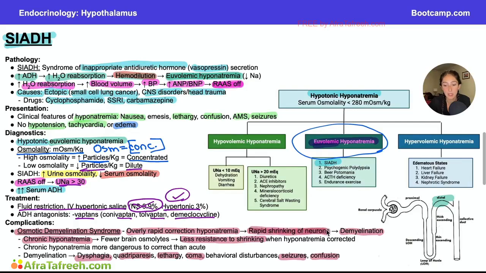The rapid shrinking of neurons that we see when we rapidly correct hyponatremia is what's going to lead to the demyelination and all of those motor problems. So this pathophysiology is also why it is more dangerous to correct chronic hyponatremia rather than acute hyponatremia. And that's because in chronic hyponatremia, you have had more time for your brain to adapt and more time for your brain to say, I don't really need all these osmolytes. We can decrease the levels of those.